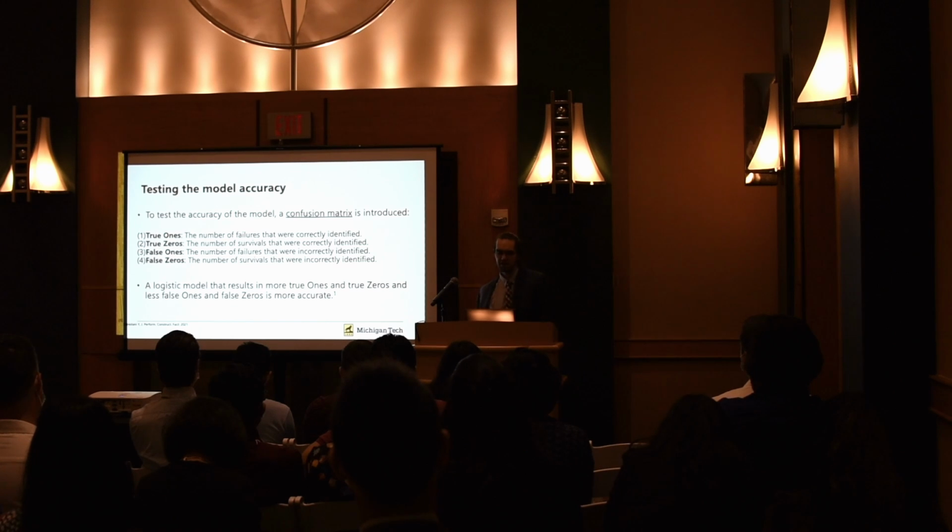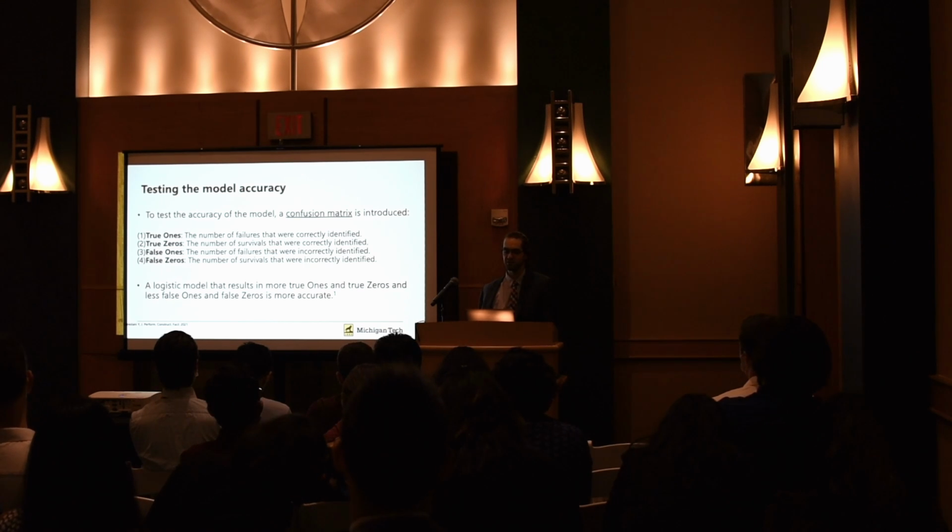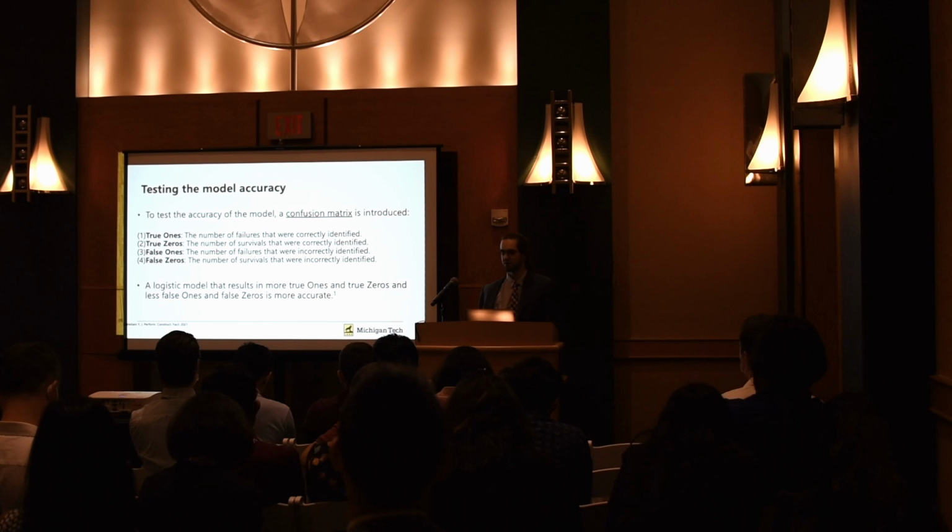Okay, so then next we're looking at testing the accuracy of the model. To do this, we use a confusion matrix, which has the components that are shown there. True ones were the number of failures that were correctly identified, and true zeros were the number of survivals that were correctly identified, and then false ones were the number of failures that were incorrectly identified, and false zeros the number of survivals that were incorrectly identified. So a good logistic regression model is one that results in more true ones and true zeros, and fewer false ones and false zeros.